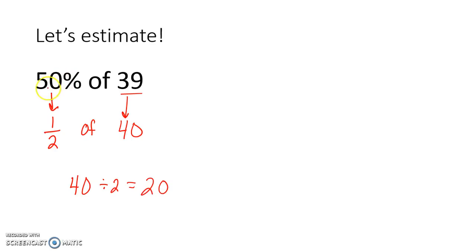So I could say 50% of 39 is about, and this little squiggly equal sign means about, 20. So I've estimated. And notice when I estimate, I don't get the exact answer, but I'm going to get something pretty close. If I take 39 and divide it by 2, I'm going to get 19 and 5/10, which is really close to 20.